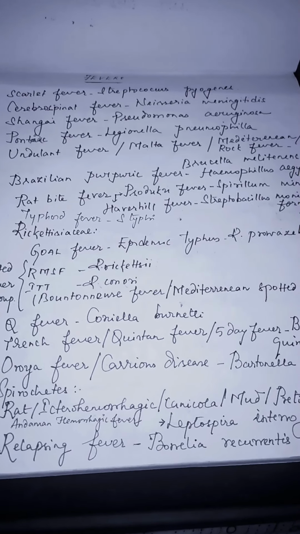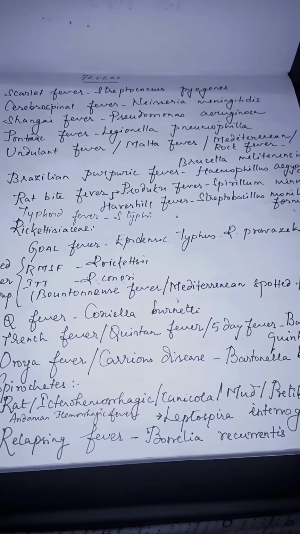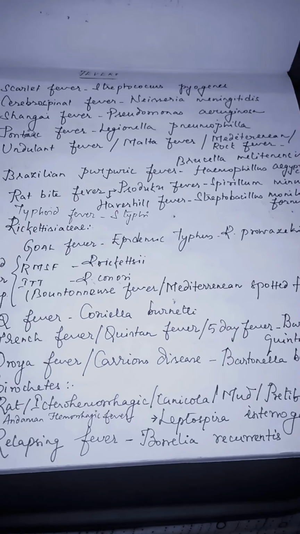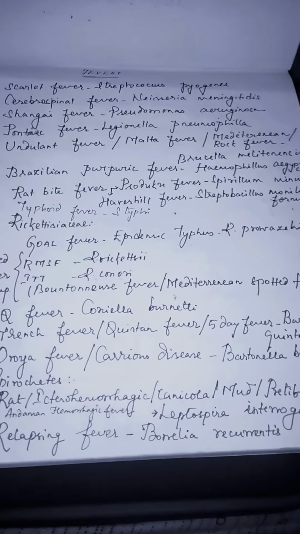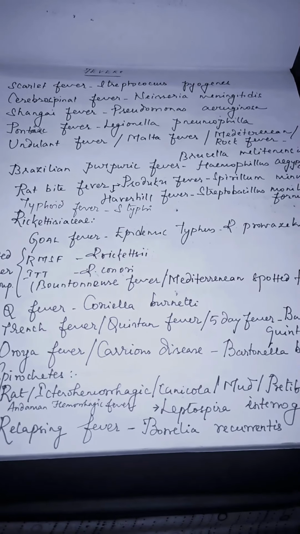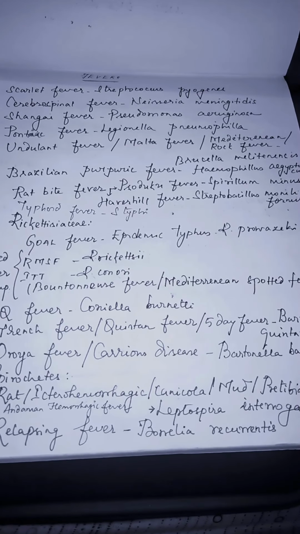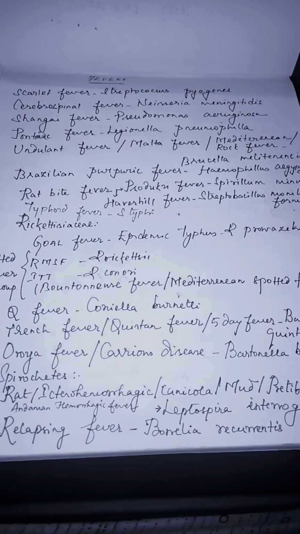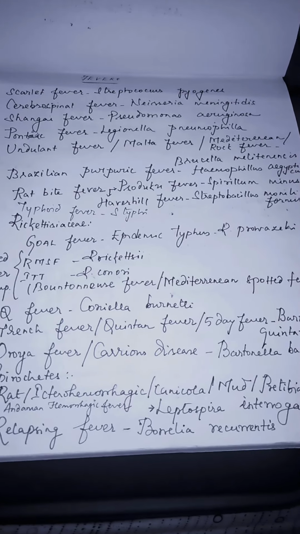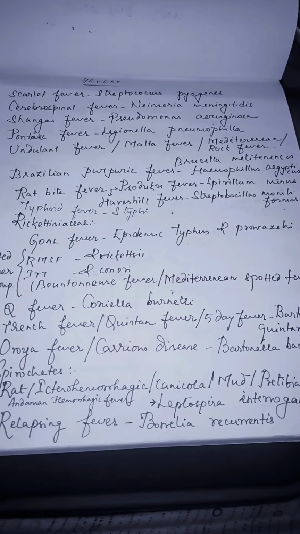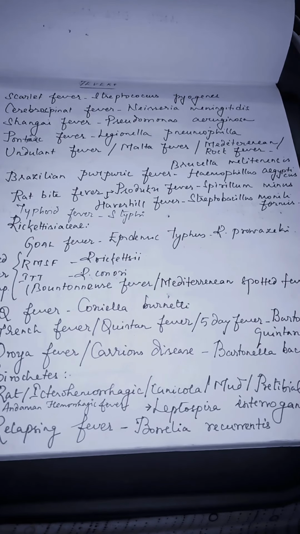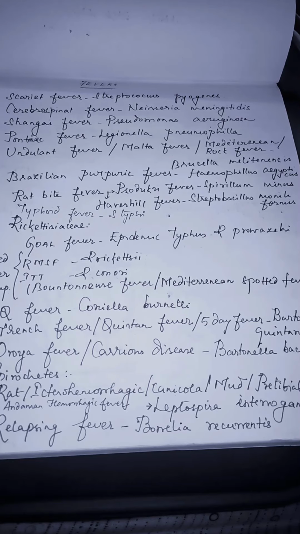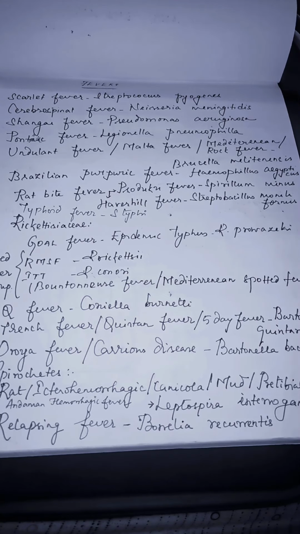Undulant fever, which is otherwise called Malta fever or Mediterranean fever, the organism is Brucella species. And then Brazilian purpuric fever, organism is Haemophilus aegyptius. Rat bite fever is caused by two organisms. One is Spirillum minus and the other one is Streptobacillus moniliformis. Spirillum minus causes Sodoku fever and Streptobacillus species causes Haverhill fever.